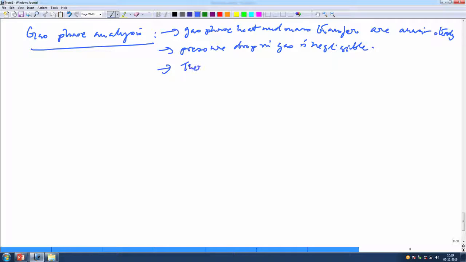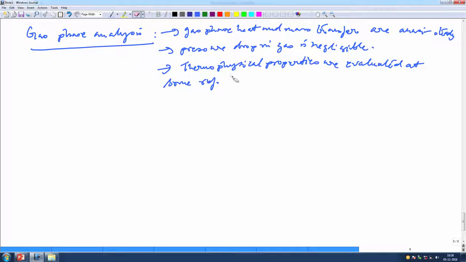Thermophysical properties are evaluated at some reference temperature and assumed constant.